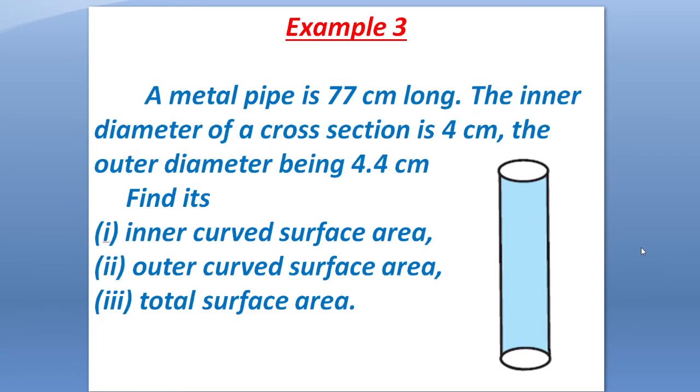Okay, next example number 3. A metal pipe is 77 centimeter long. The inner diameter of a cross section is 4 centimeter and the outer diameter is 4.4 centimeter. Now find its, so three questions. First one is inner curved surface area. Second one is outer curved surface area. And third one is total surface area.